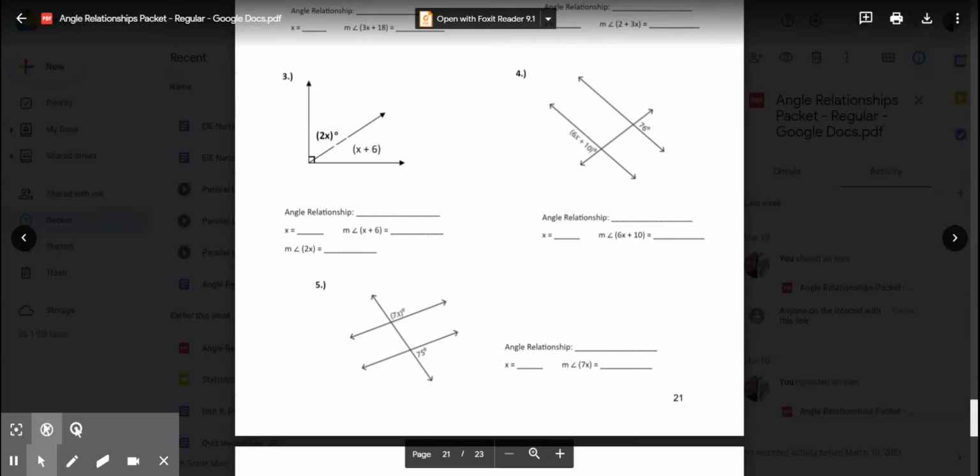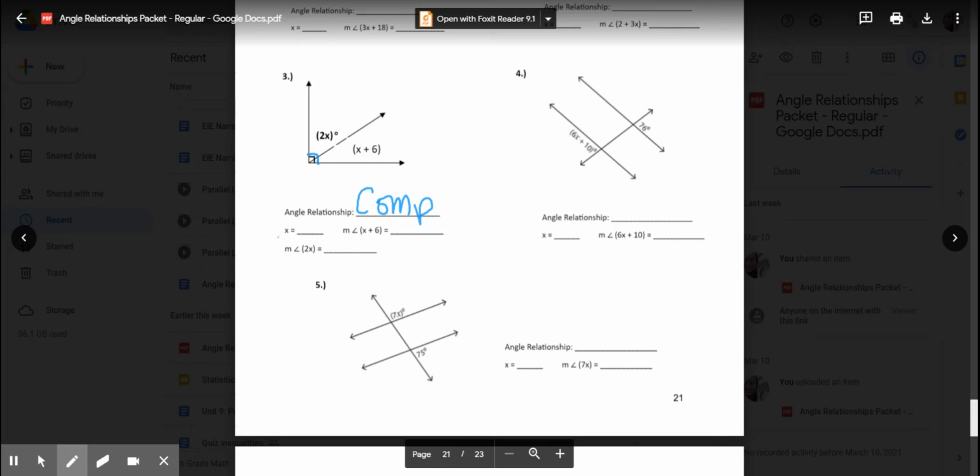Try examples 3 and 4 now on the angle relationships review. So the first thing we're going to identify is what is the relationship here. And the relationship between these two angles is complementary, and I know that because complementary angles make a corner. They add up to 90 degrees.